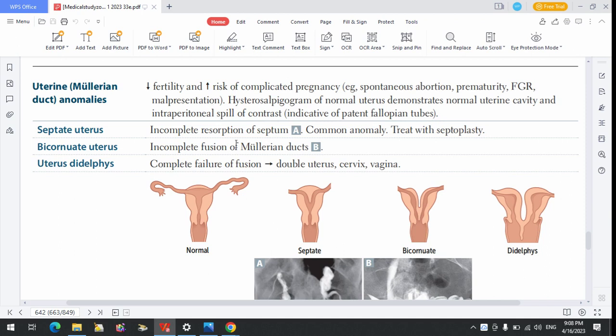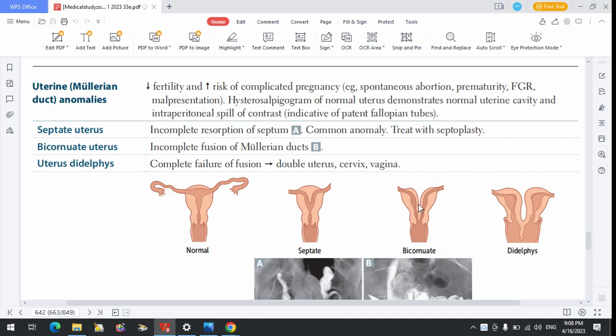Now that is septate. Septate is very easy to recognize. Once you look at the upper part and you see the septum, that is septate. The way to treat it is to do septoplasty. You just remove that septum. It's the commonest form. The next one is bicornuate.